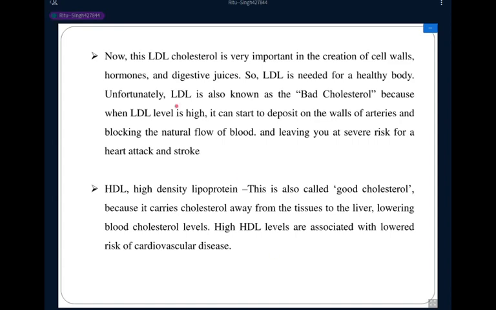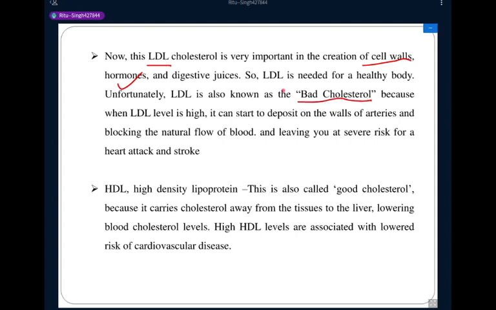Now we discuss LDL, low density lipoprotein. This LDL cholesterol is very important in the creation of cell wall, hormones and digestive juice. So this low density lipoprotein is needed for a healthy body. In a healthy body, for the synthesis of cell wall, hormone and digestive juice, a concentration of low density lipoprotein is required. But unfortunately, low density lipoprotein is also known as bad cholesterol.